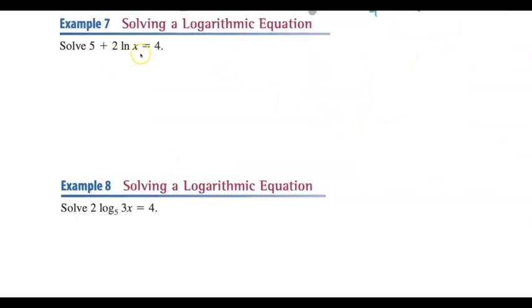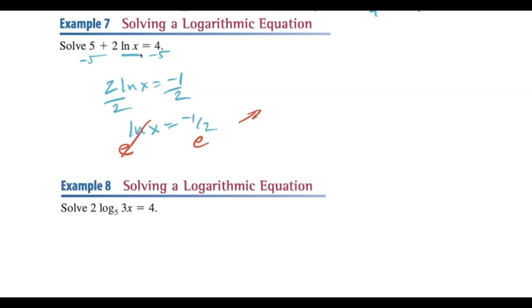Solving for a log equation is this one. We're just going to solve for the natural log. Let's get that by itself. So minus 5, 2 natural log of x equals negative 1. Divide by 2. Natural log of x equals negative 1/2. Then we're going to take the e of both sides, get rid of the natural log. You get x equals e to the negative 1/2.